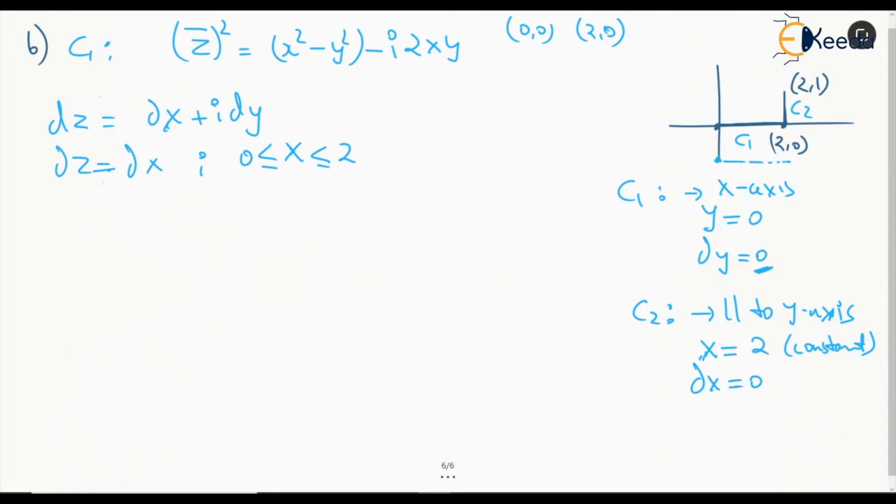So this C1 will give you integration x is equal to 0 to 2, and in this z conjugate we can put y equal to 0 as we have discussed already. So this will become x square and the imaginary part will also become 0, so integration dx. So this is x cube by 3 with limits 0 to 2, which is simply 8 by 3. So this is the C1.